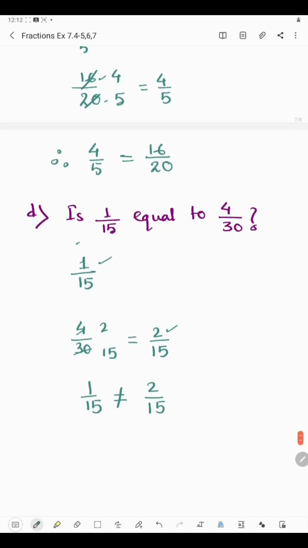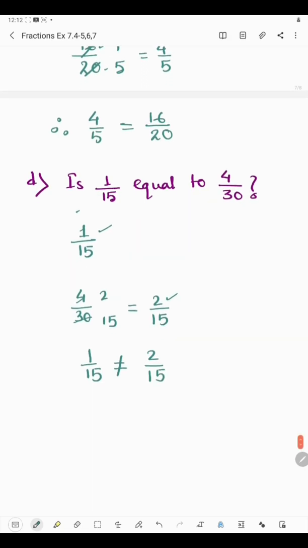Okay. So question is, is 1 by 15 equal to 4 by 30? No. 1 by 15 is not equal to 4 by 30. Okay. We have got that 1 by 15 and 4 by 30 is not equal.